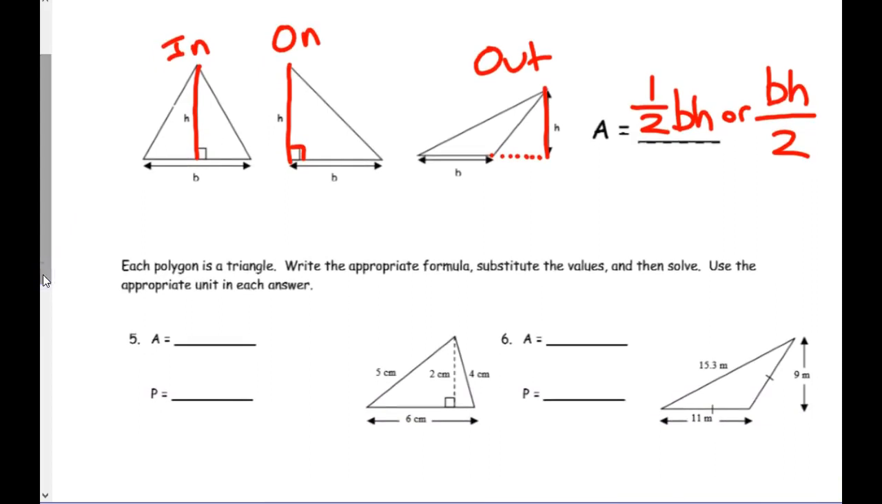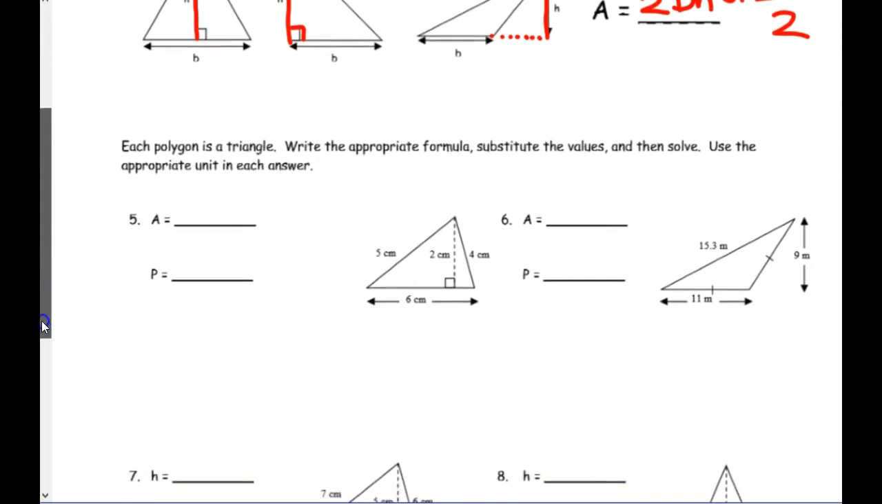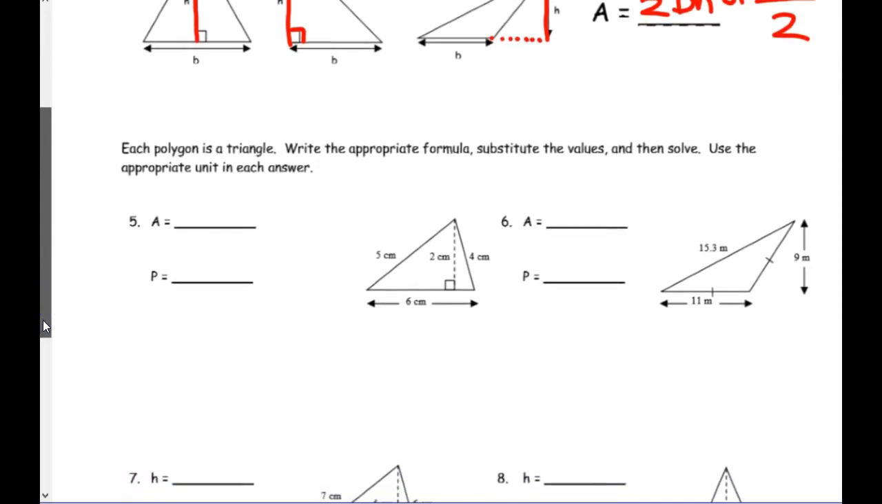So let's do that. Number 5, what's the base on number 5? So the base is 6. Now, is the height 4? Is the height 5? No, the height is straight from the top down, 2. So my base is 6, my height is 2. So for area, I'm going to do 6 times 2 divided by 2. You might be able to do that mentally, because 6 times 2 is 12, and 12 divided by 2 is 6, right? So the area is 6 centimeters squared.